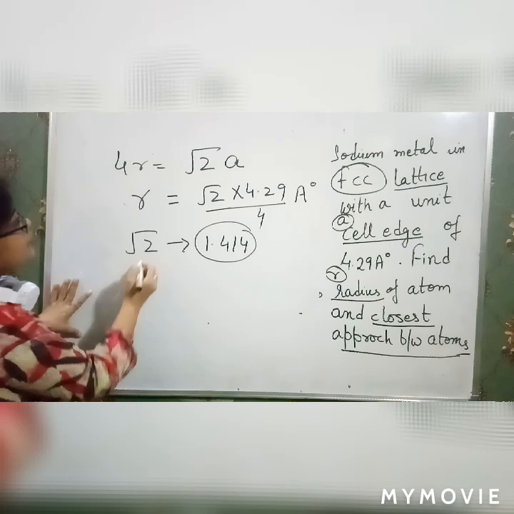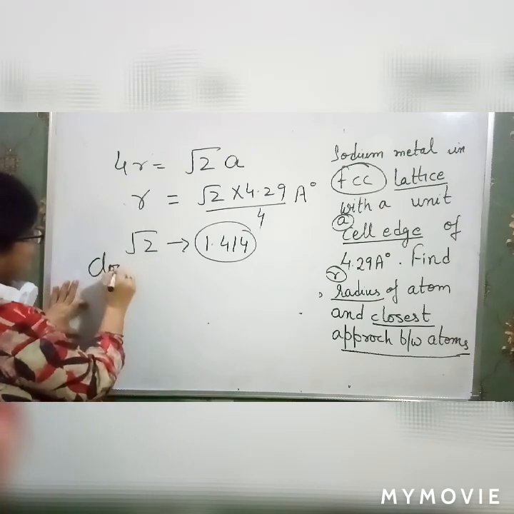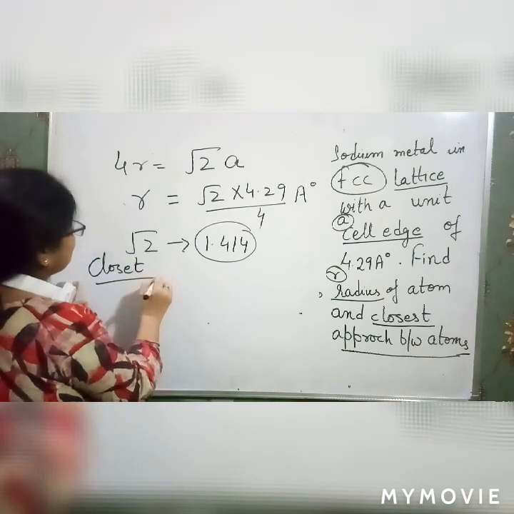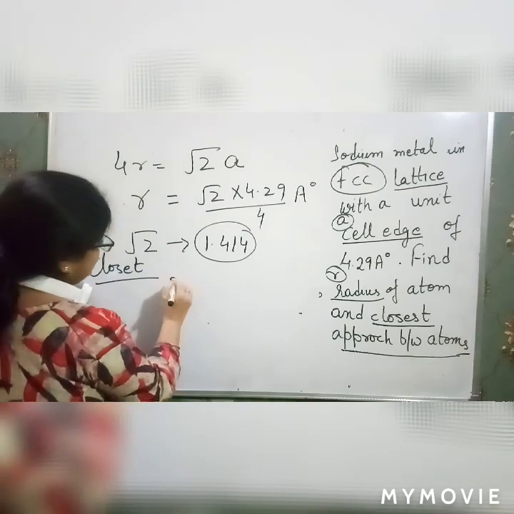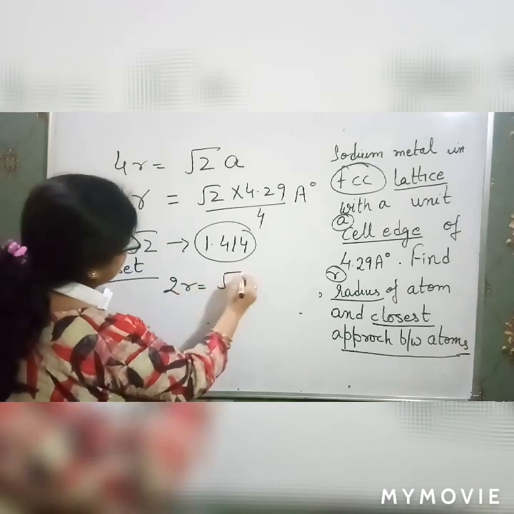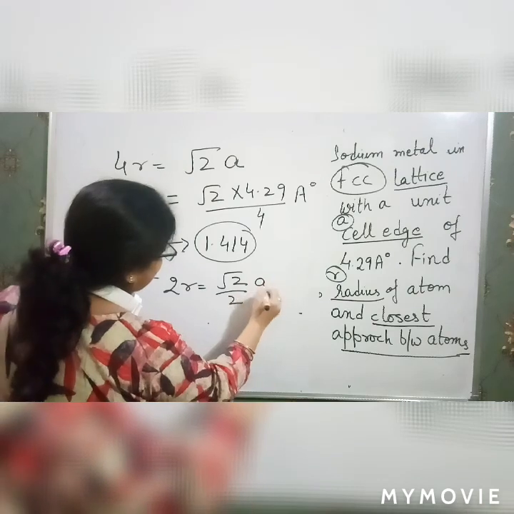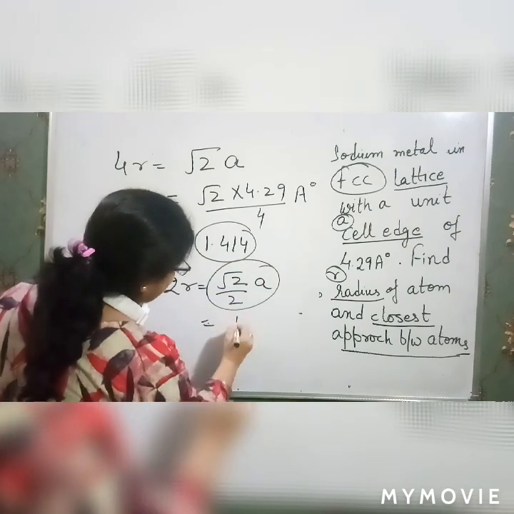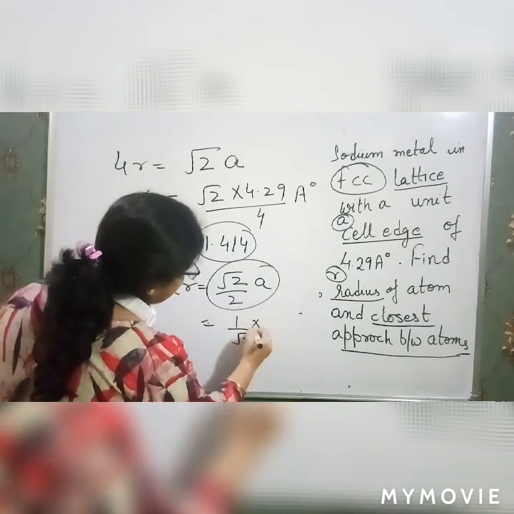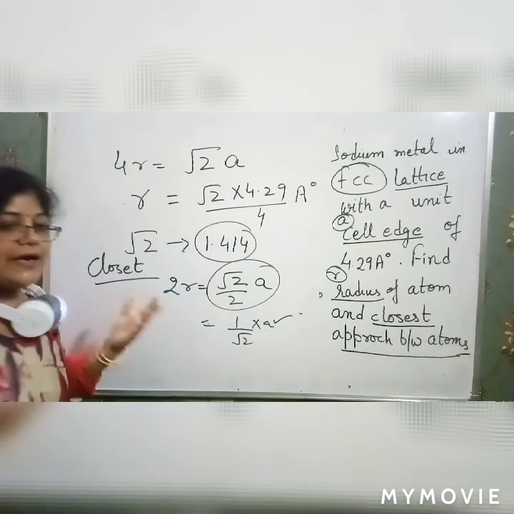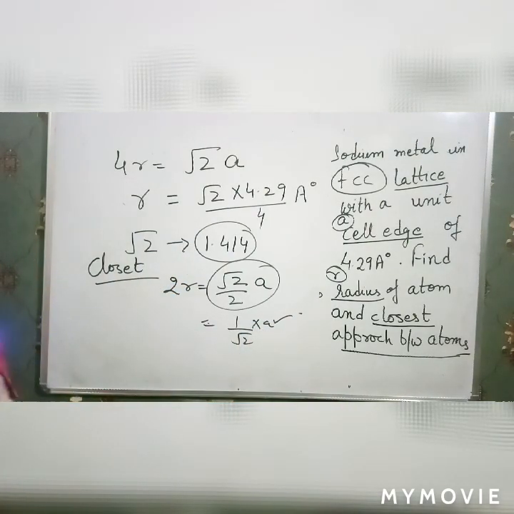And the closest approach also, if we have to find it in case of FCC lattice, then the closest approach 2r is equal to under root 2 over 2 a, clear? Or you can say 1 upon root 2 into a. Anyway, by using any method you can solve it.